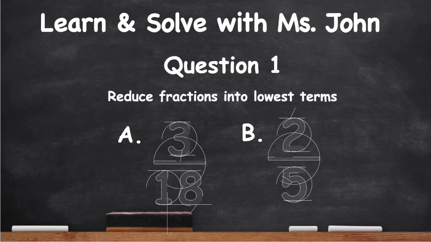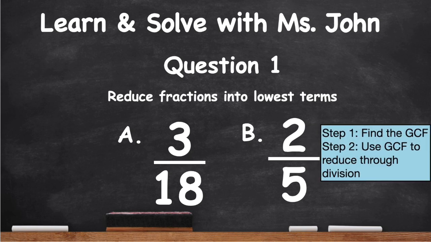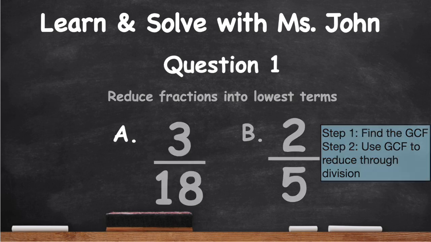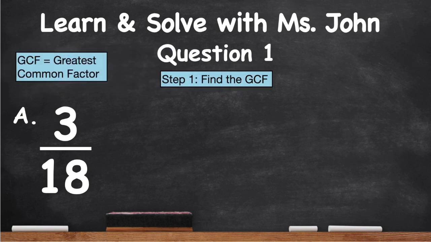Question number 1. Reduce these 2 fractions into lowest terms. Let's go through the steps. Step 1, you're going to find the GCF. Step 2, you're going to use the GCF to reduce through division. So let's do A. We're going to reduce 3 over 18. So again, we're going to first find the GCF. And remember, GCF is greatest common factor.